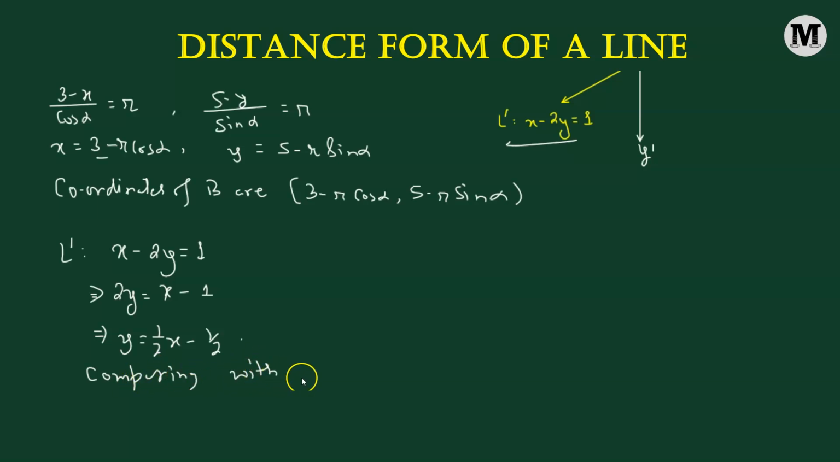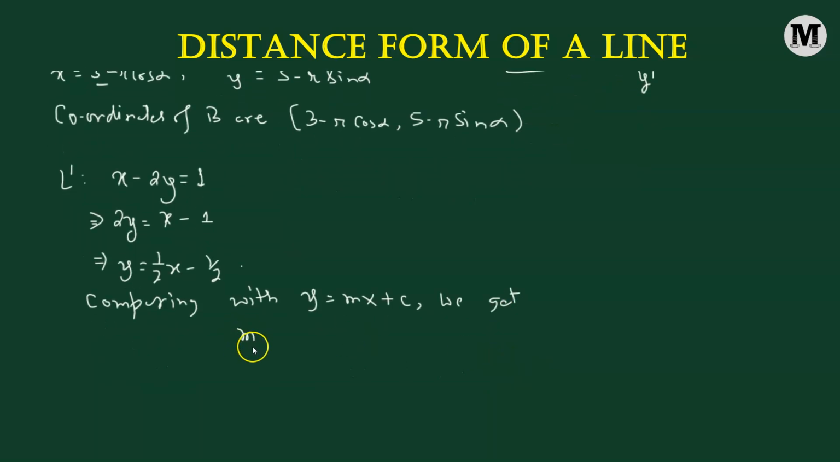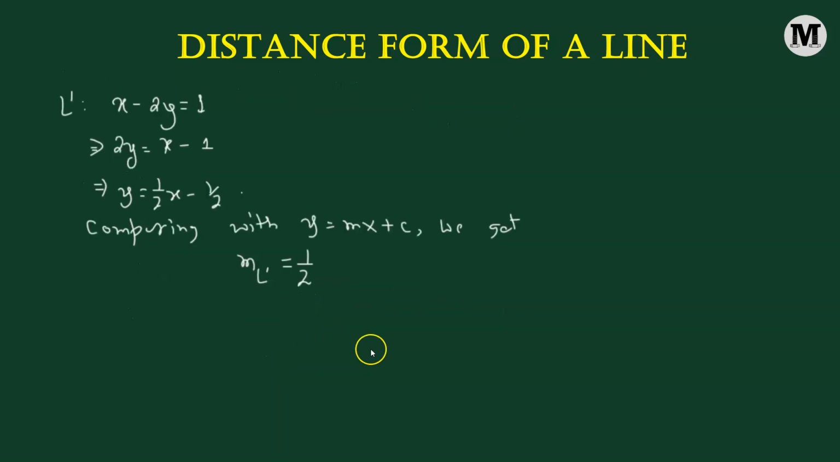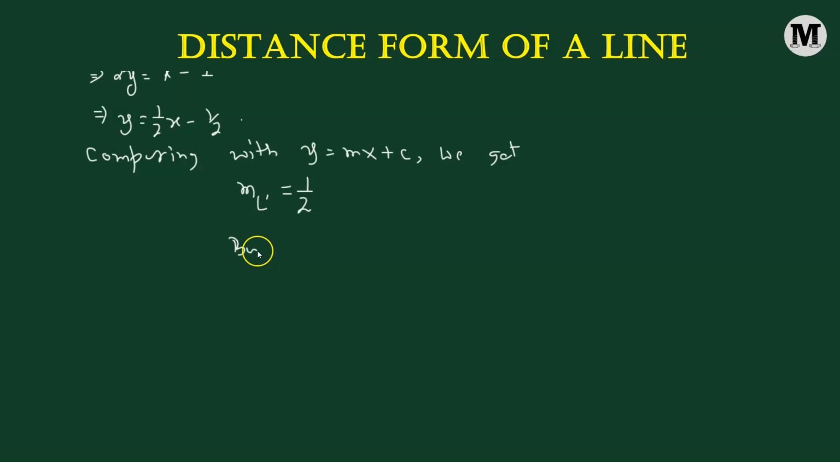Comparing with the slope-intercept form, y equals mx plus c, we get the slope of this line. So we are going to get m. m is nothing but the slope of L prime, and that comes out to be equal to 1/2. But we know that m of L prime equals m of AB as well, since the line L prime is parallel to the segment AB. So this implies that the slope of the line segment AB is also going to be equal to 1/2.